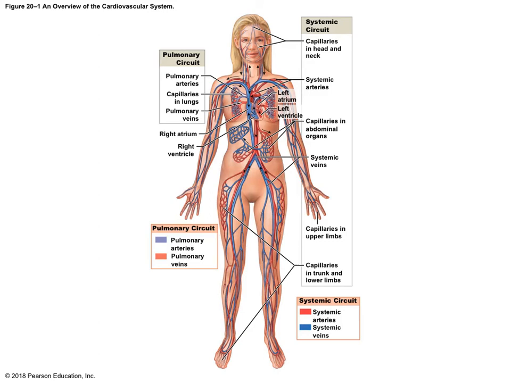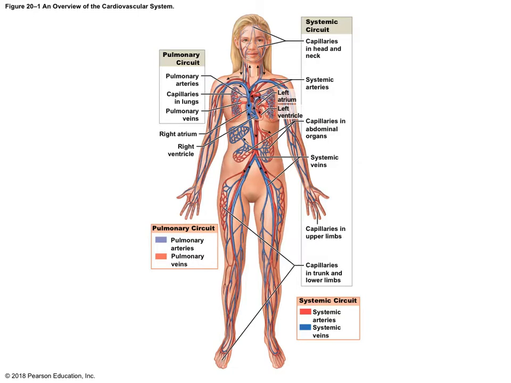All right, so today we're going to look at chapter 20, which is the heart. And we're going to look at the organization of the cardiovascular system, and then we're going to go into parts of the heart, and then we're going to look at a little physiology as well. So before we get started, I want to explain to you that there are two different circuits in the cardiovascular system.